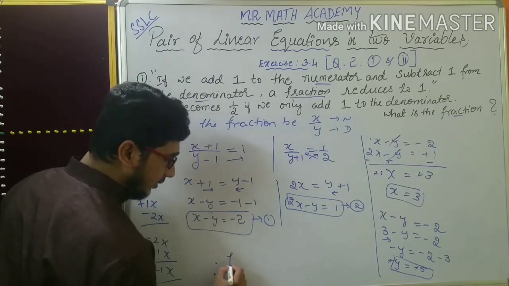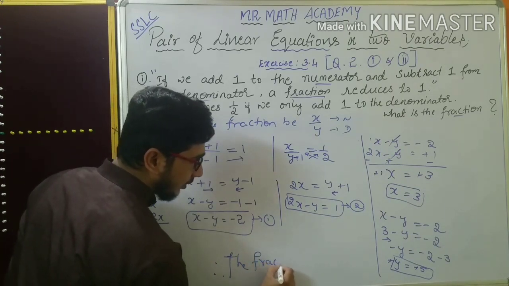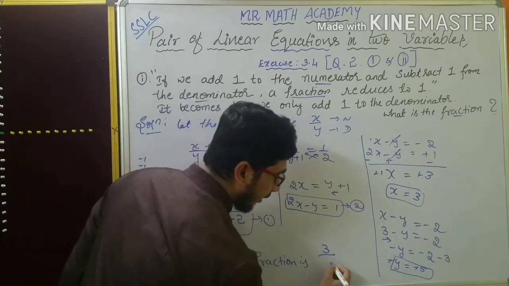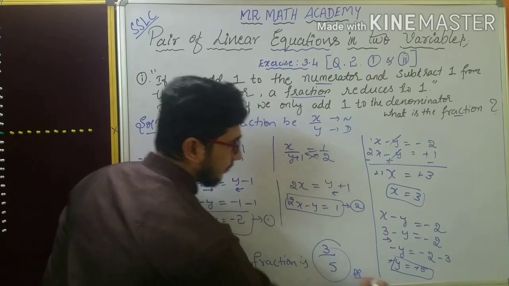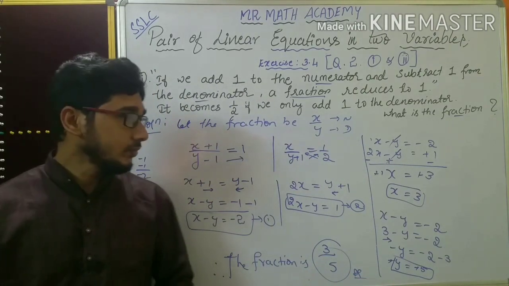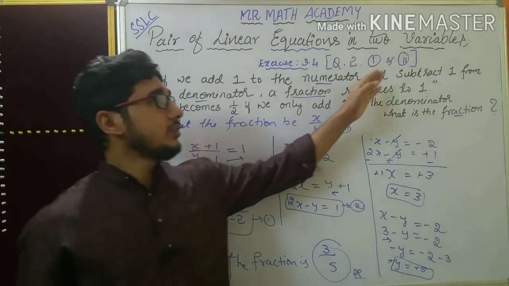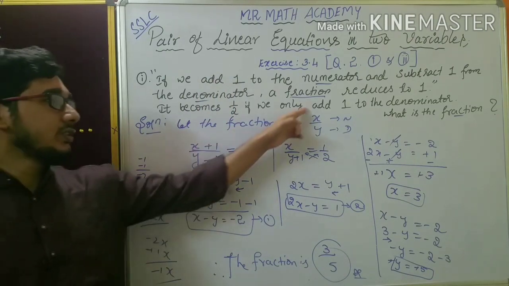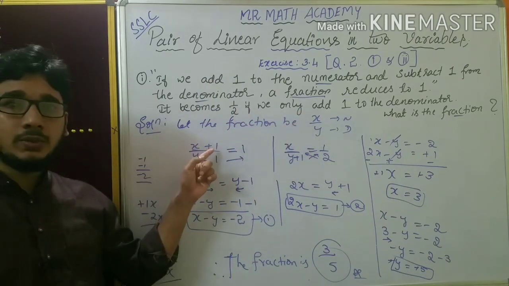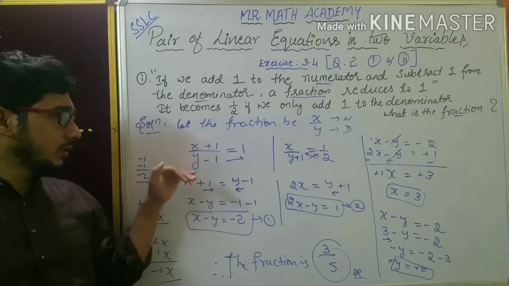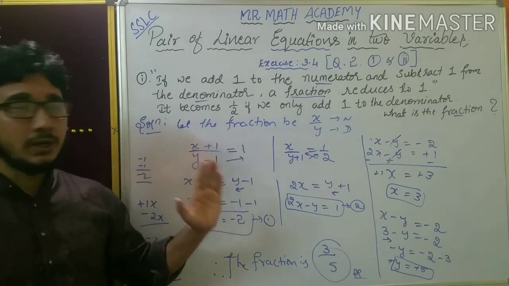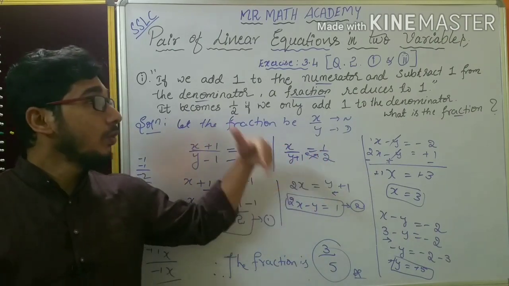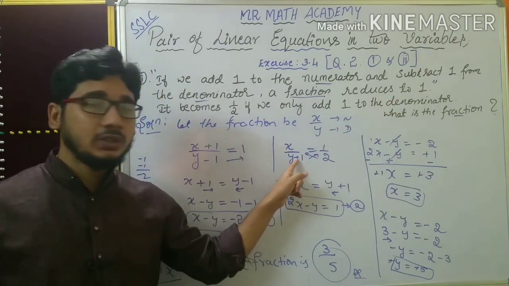Therefore the fraction is x by y, that is 3 by 5. This is the answer. Okay, I'll repeat again. If you add 1 to the numerator and subtract 1 from the denominator, a fraction reduces to 1, which means the fraction is x by y. So you are adding 1 to the numerator and another minus 1 in the denominator, subtracting 1. So the equation reduces to 1. Again it becomes half. The fraction x by y is equal to half. When only adding 1 to the denominator.